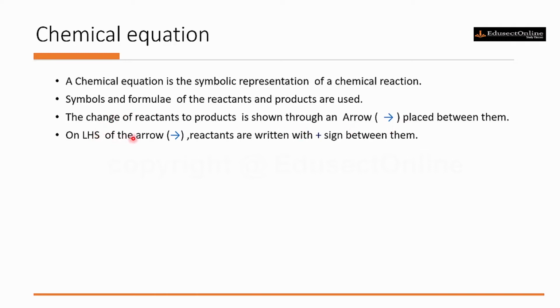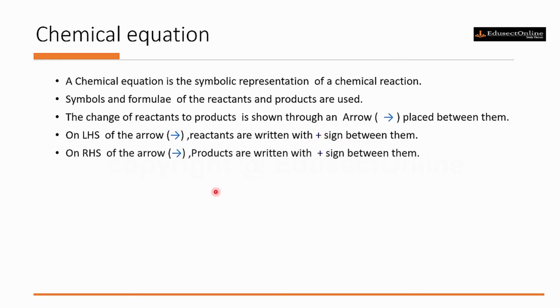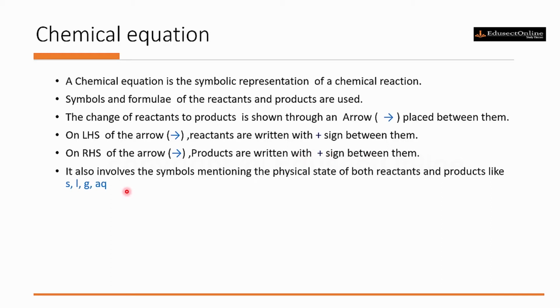On the left hand side of the arrow, the reactants are written with a plus sign between them. If there are two or more reactants, they are separated with the help of this plus sign. On the right hand side of the arrow, the products are written, again with a plus sign between them. This chemical equation also involves some symbols mentioning the physical state of both reactants and products, like solid, liquid, gas or aqueous. So these letters indicate the physical state of both reactants and products.